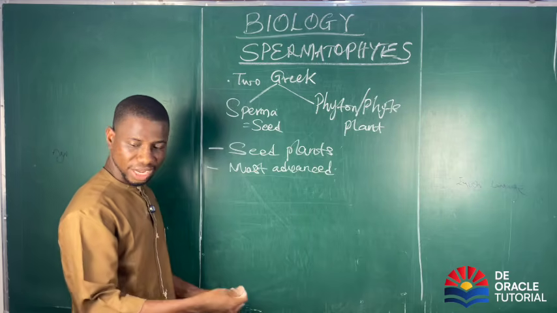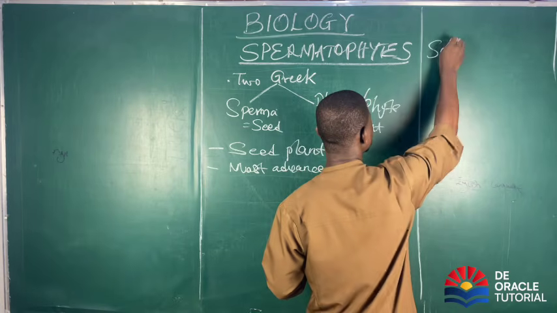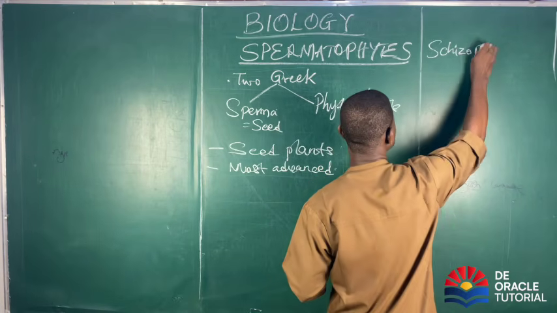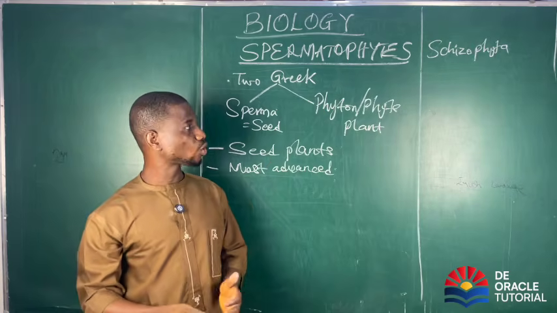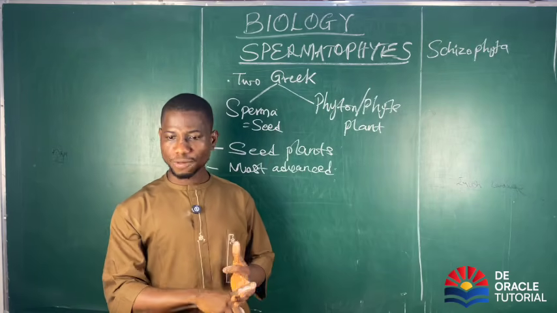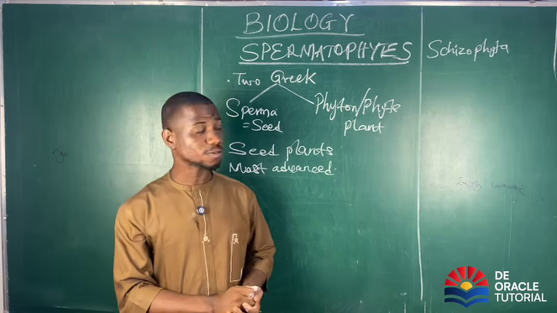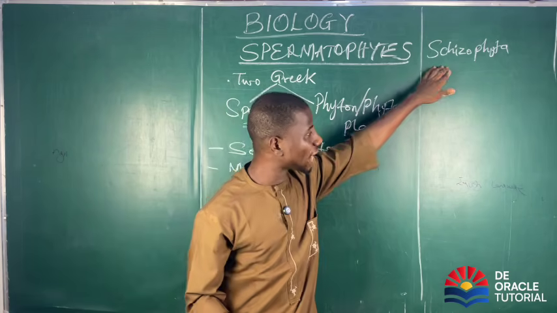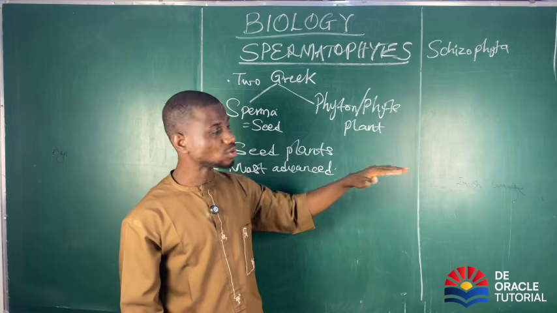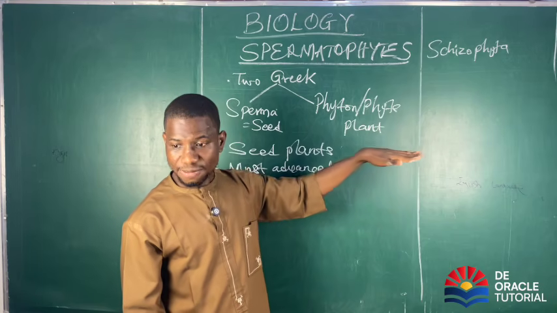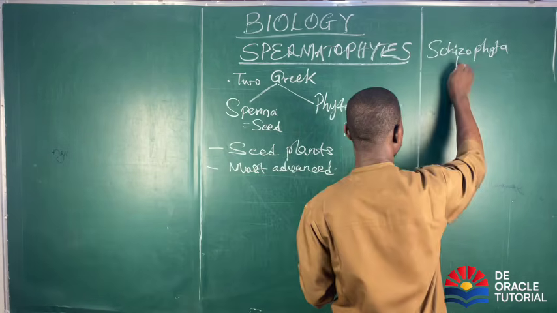So what is the order of organic evolution of plants? We have the first part called schizophyta. We have the talophyta. We have the bryophyta. We have the pteridophyta. And we have finally the spermatophyta. So from the schizophyta to the next part called talophyta, to the next part called bryophyta, to the pteridophyta, and finally to spermatophyta. These are the groups in the order of organic evolution.